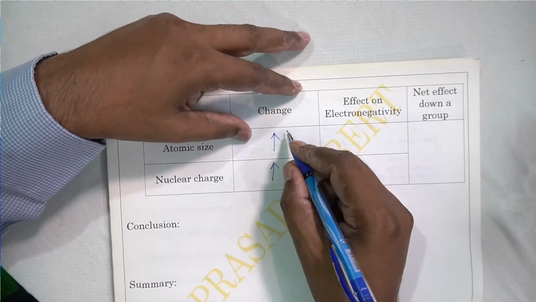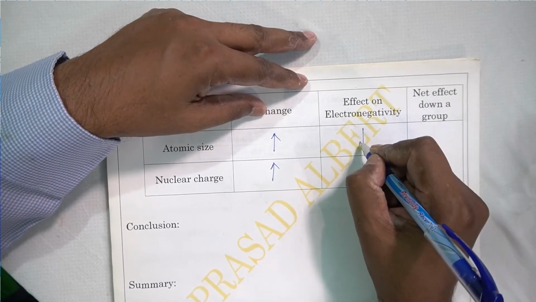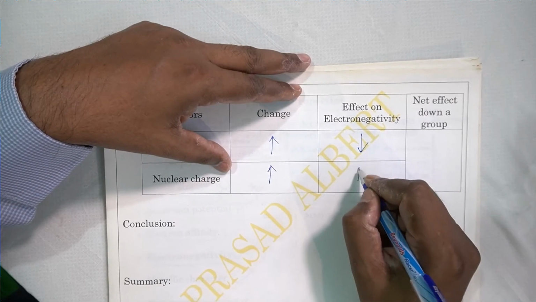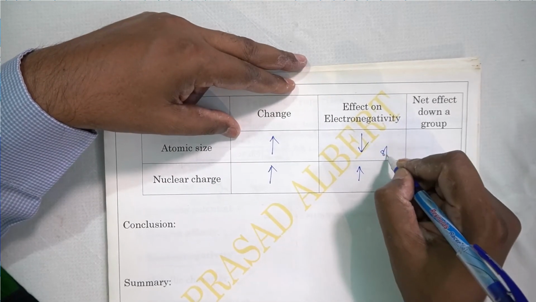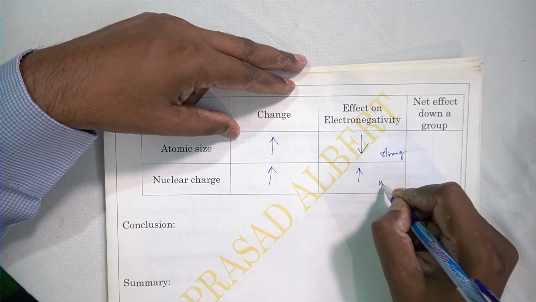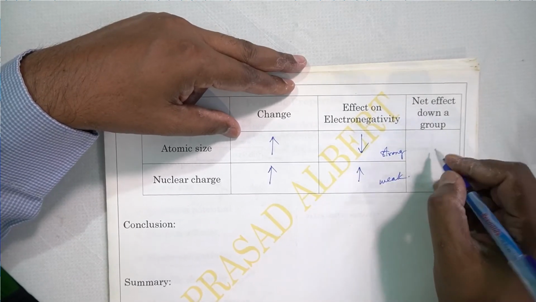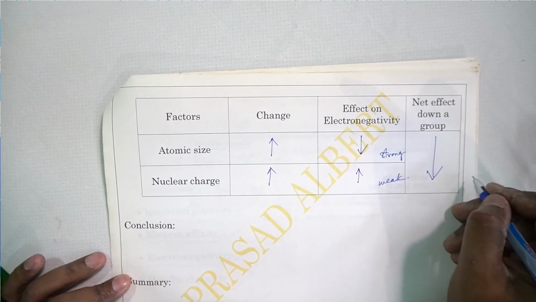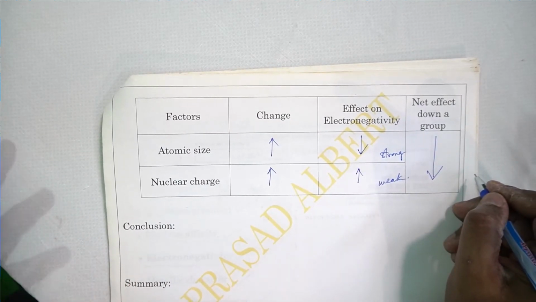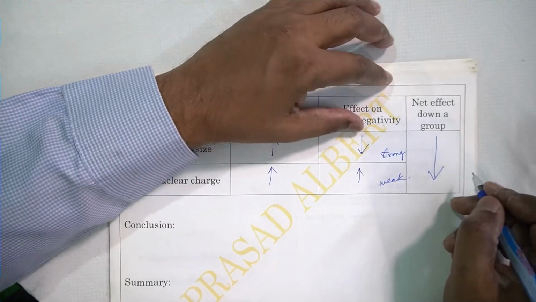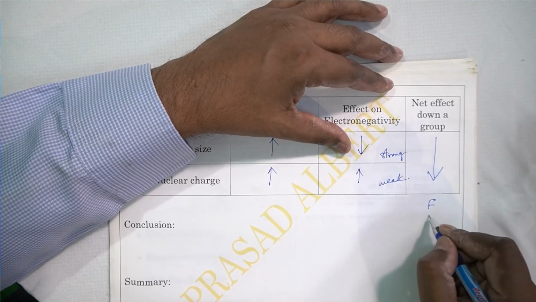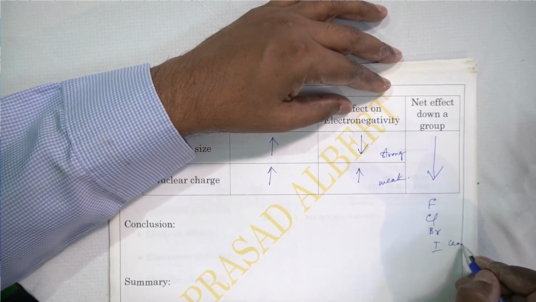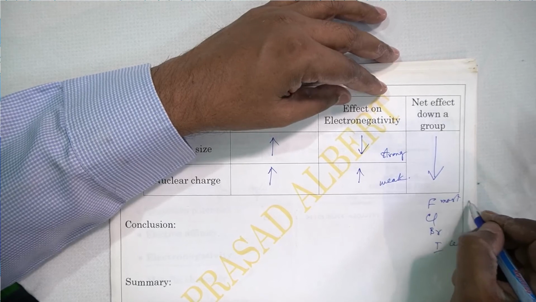We have seen atomic size increases, electronegativity decreases. This is what we have seen previously. And nuclear charge increases, electronegativity increases, we have seen. We also know that the first one is a strong factor and this is a weak factor. So the strong factor dominates. So the net effect is a decrease in the electronegativity down a group. So the most electronegative will always be on top and least will be down. If you take the halogens, fluorine, chlorine, bromine and iodine, the one at the bottom will be the least electronegative and the one at the top will be the most electronegative.